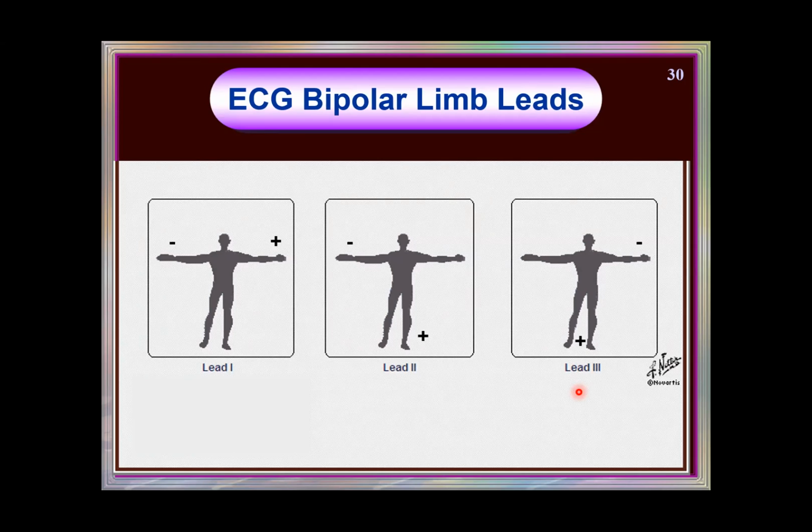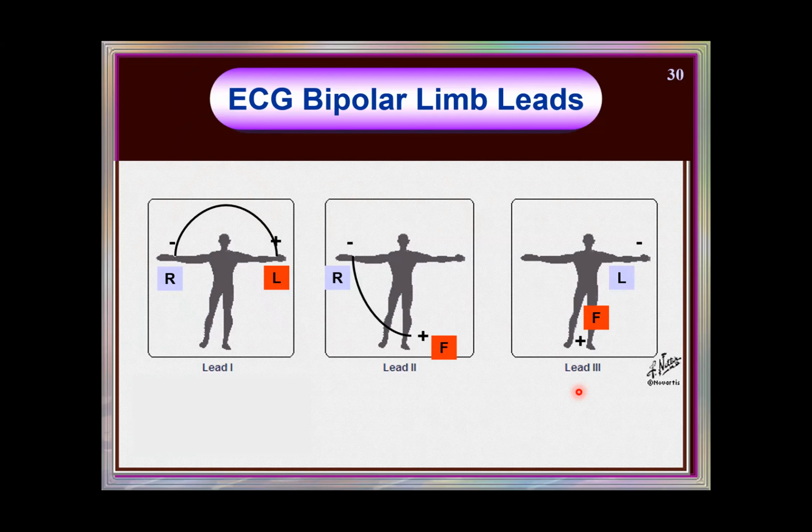So limb leads are: L1 being the difference between the left arm and the right arm. That is lead one. L2 is foot and right arm. That is lead two. L3 is foot and the left arm. In both L2 and L3, the positive terminal is the foot. In L1, the positive terminal is the left arm.